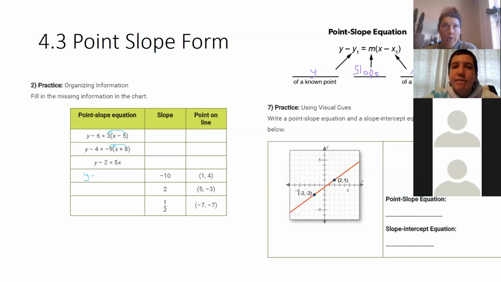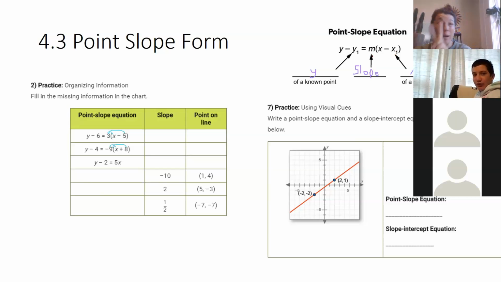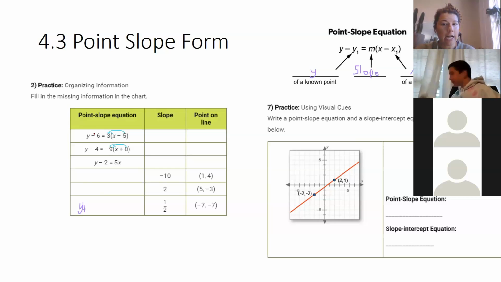So think back to our slope-intercept form. We needed a y-intercept. We needed to know where it crossed the y-axis in order to use slope-intercept form. Here, we need just any coordinate pair on our line, and we're able to use point-slope form. So if we know the slope and 1 point on our line, we're good to go. Okay, let's go ahead now and fill in that chart on number 2.